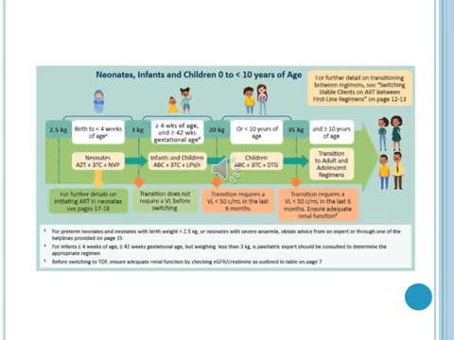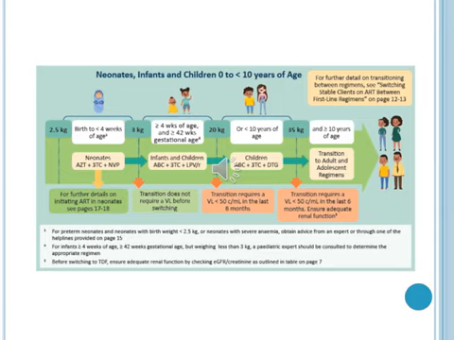Once a child is more than 20 kilograms, we can change the lopinavir/ritonavir to dolutegravir. So dolutegravir, as you might remember, is an integrase inhibitor, and it is much better tolerated, has a much better side effect profile, and it is also going to replace efavirenz in the adult regimens. So the cutoff to change to dolutegravir is 20 kilograms.